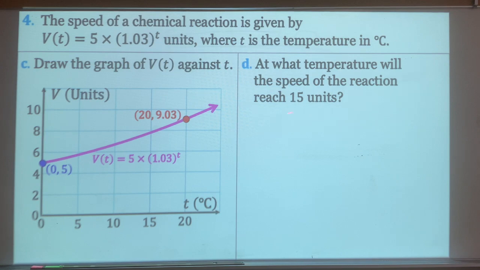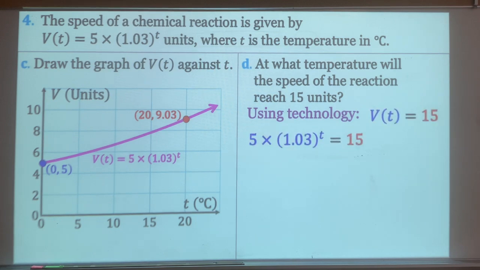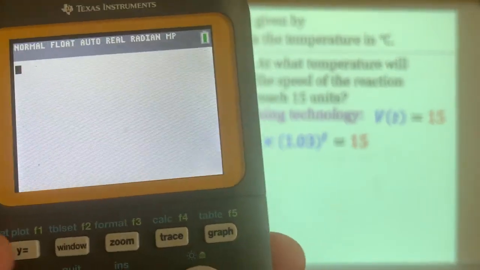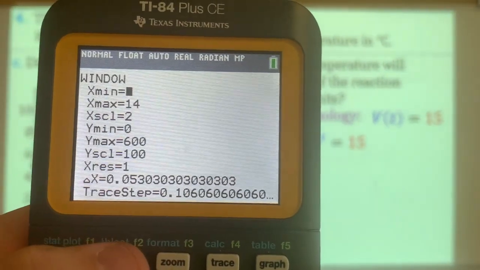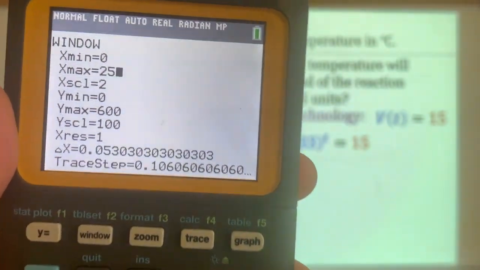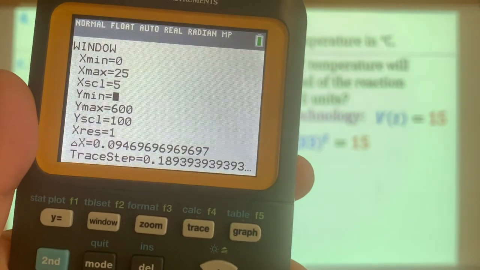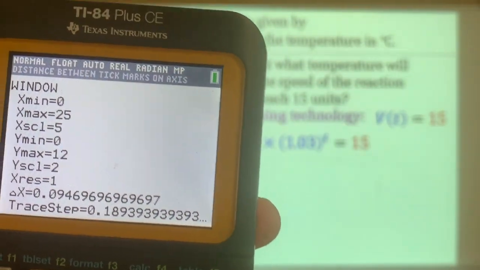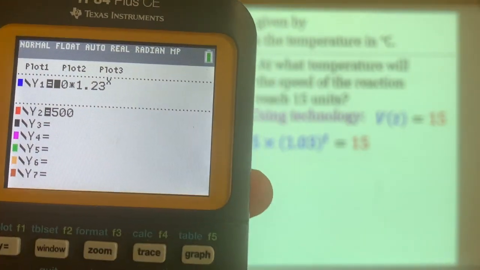At what temperature will the speed of the reaction reach 15 units? So using technology, we're going to graph this again. We know that when is V of T equal to 15? So when is 5 times 1.03 to the T equal to 15? Once again, I'm going to go back to my calculator. I'm going to deal with the window first because that's the easiest way. My X is from 0 to 25, scale is 5. My Y is from 0 to 12, the scale is 2. Now I'm going to hit Y equals and change these things.